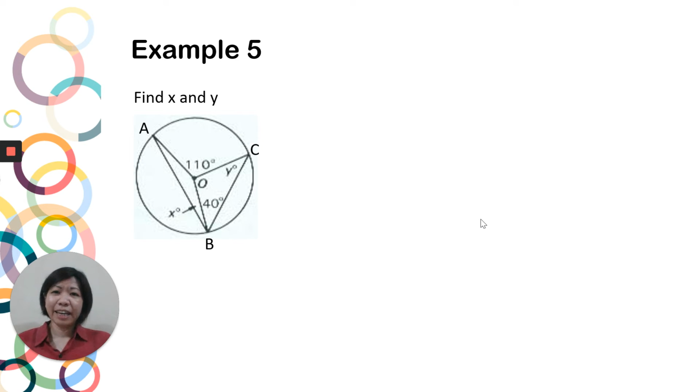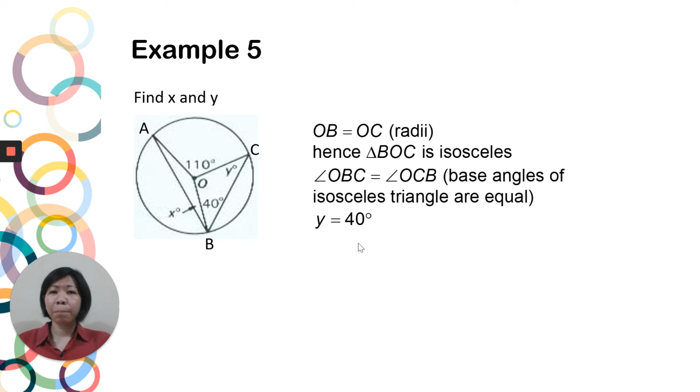Example 5. Now we have two variables, x and y. Do you know which one to find first? Let's start by finding the value of y here. How do you find the value of y? Looking at this triangle, COB, do you realize that this is an isosceles triangle? Yes. OC and OB are both the radius of the circle, which means angle y will be equal to 40 degrees because they are base angles of isosceles triangle.